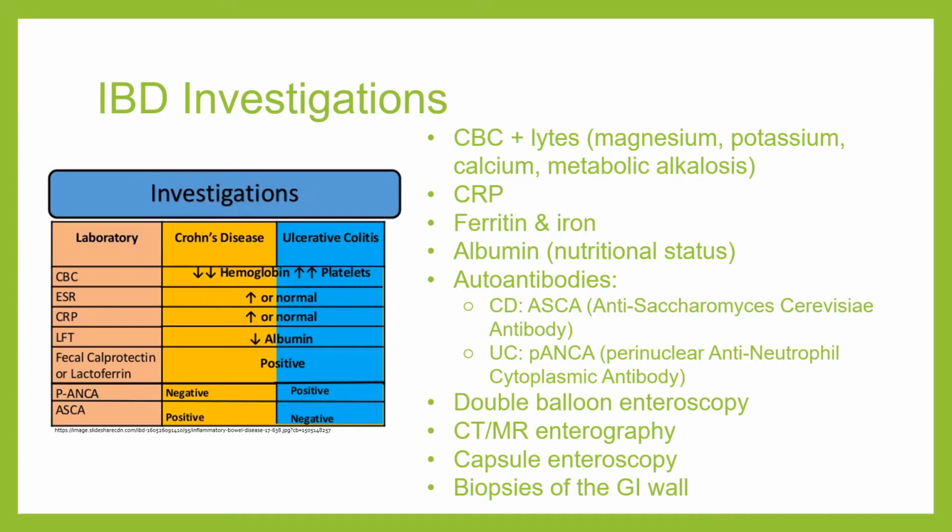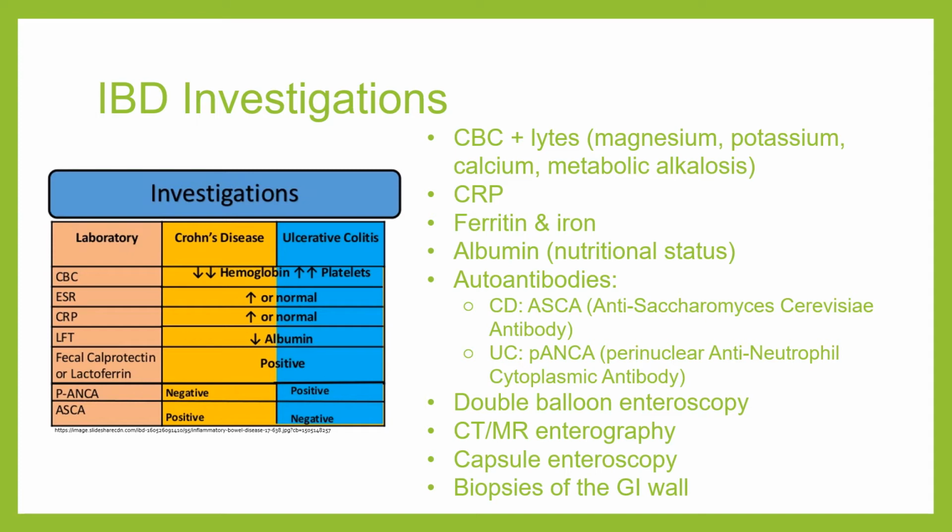There are multiple investigation options for IBD. First, CBC and lytes, including magnesium, potassium, calcium, and also checking for blood pH is crucial. And check the CRP, because this is an inflammatory marker in the blood. If there's constant bleeding from the GI tract, rule out anemia with ferritin and iron. And the level of albumin in the blood indicates the nutritional status of the patient, which is important because the GI tract is in charge of absorbing essential nutrients for the body.